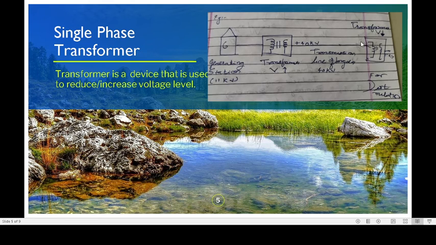Now this 40 kilovolt is then transferred to the transmission line, and at the end of this transmission line a step down transformer is used. We want 11 kV to be distributed to the distribution sector. So the step down transformer steps down the voltage to 11 kV. So this is a basic application where a transformer can be used.